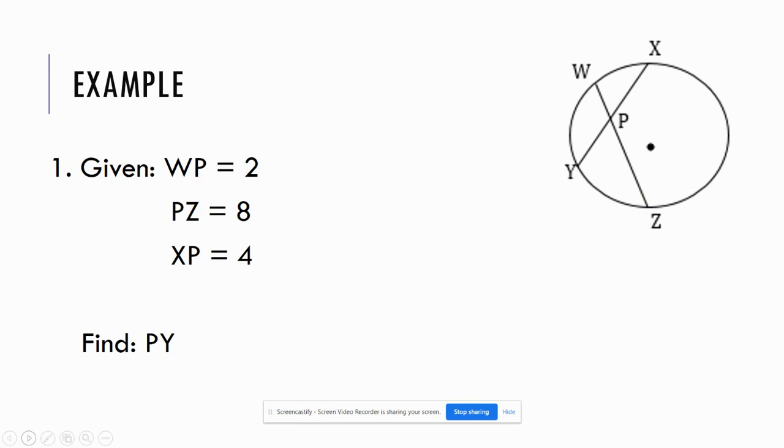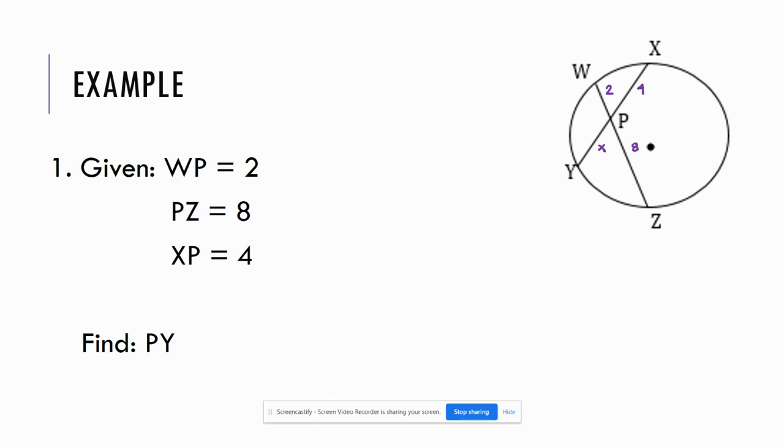So here we have an example that states that we have the segments of chord WZ, where WP is 2. We're told that PZ is 8. Notice that those two little pieces form one of the chords, WZ. The other piece of information we're given is that XP is 4. Our goal is to figure out what the length of PY is. I'm going to call that X. But notice that our XP and PY form another chord.